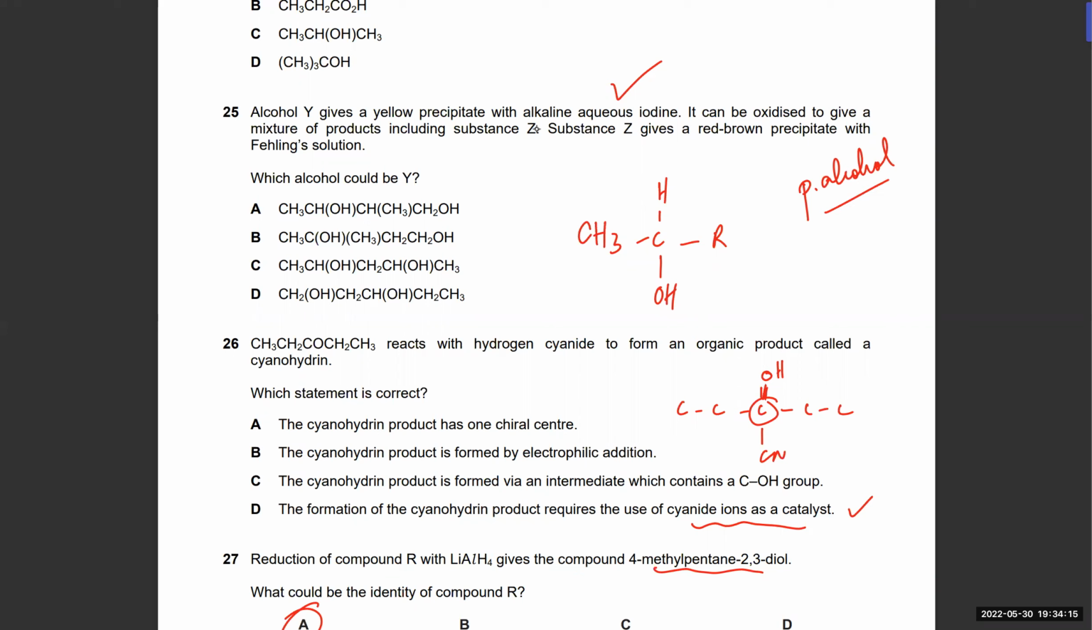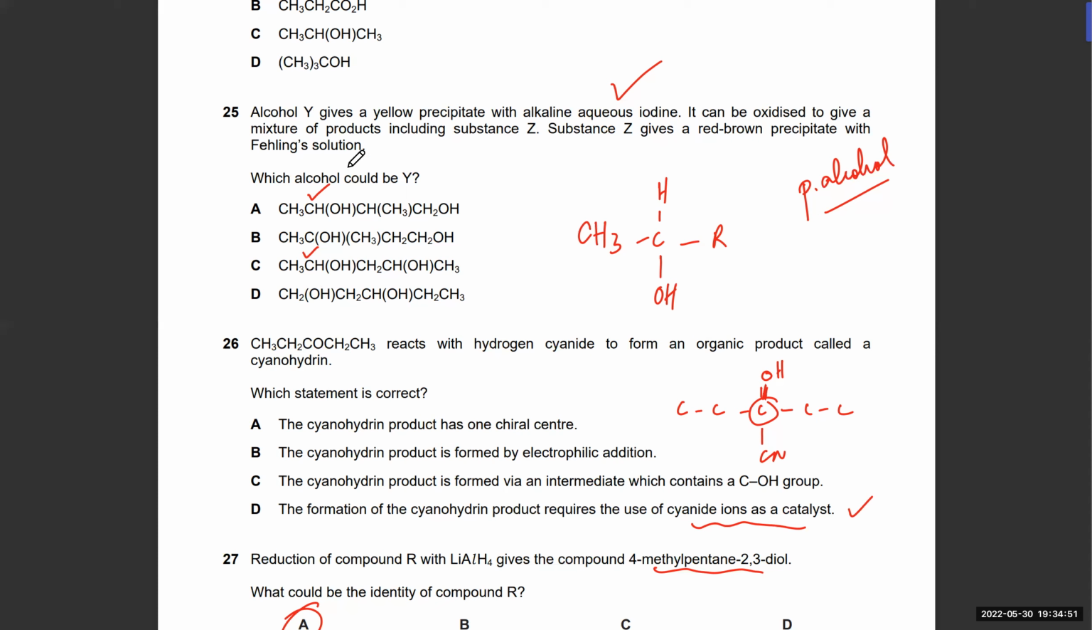First thing, this one will give a positive iodoform test because it's got CH3 with CHOH, right? This one will also give a positive iodoform test. You've got a CH3, CHOH, right? This one does not have a CH3 with CHOH. This one also doesn't have a CH3 with CHOH. Is that clear? So that eliminates B and D. Now you're left with A and C.